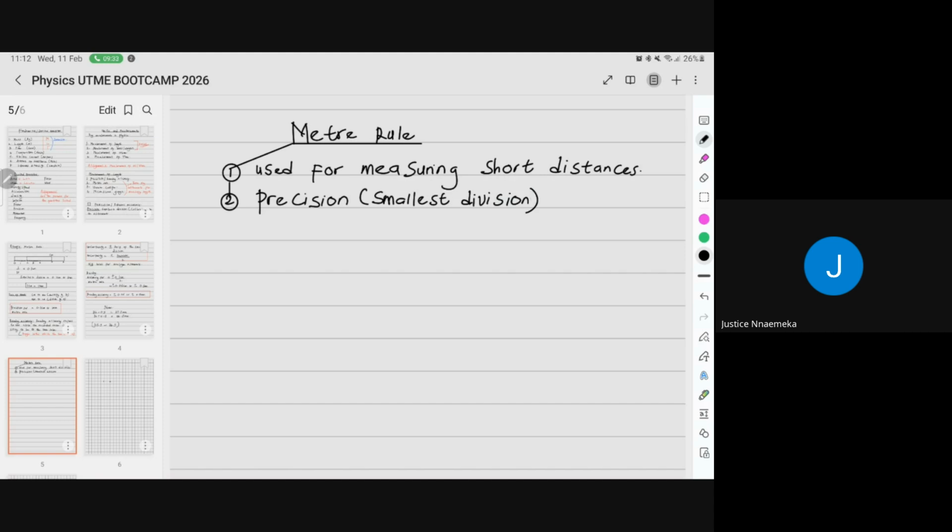Tell me. Unmute yourself and tell me. Smallest division of a meter rule. You can type as well. It also says 0.1. 0.1 is not definite. 0.1 mangoes, 0.1 apple, 0.1 what? Centimeter. 0.1 centimeter, right? So the precision is what?